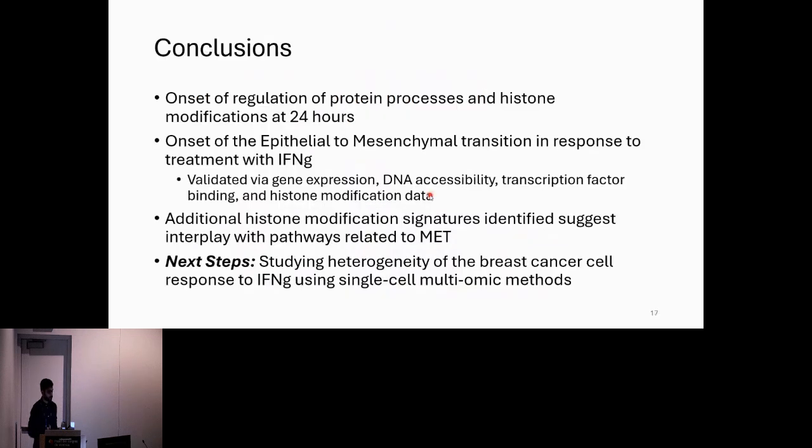To conclude then, Hawkemo was able to extract the onset of the regulation of protein processes and histone modifications at the 24-hour time point, and was also able to show the onset of specifically the epithelial to mesenchymal transition in response to interferon gamma, which we were able to validate using several assays. We identified additional histone modification signatures that suggest interplay with pathways related to the mesenchymal to epithelial transition. Next steps in this project include studying the heterogeneity of the breast cancer cell response to interferon gamma using single-cell multi-omic methods.